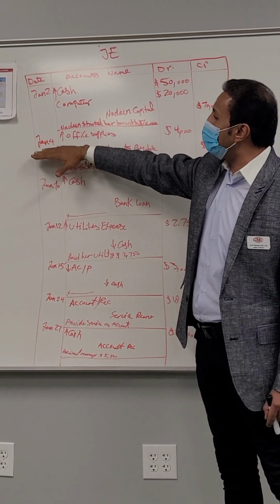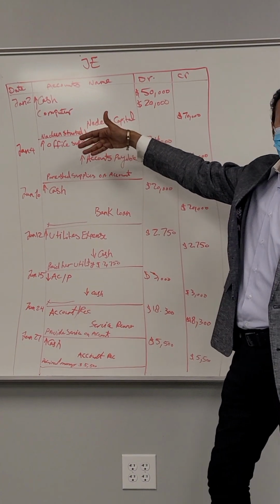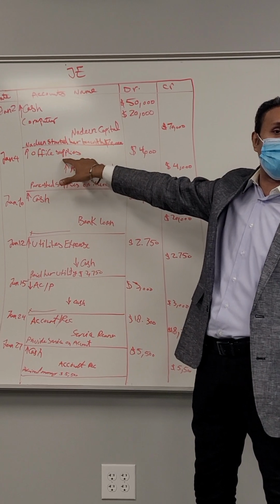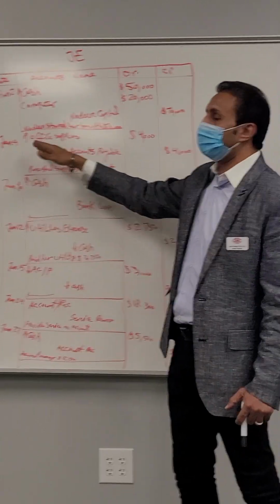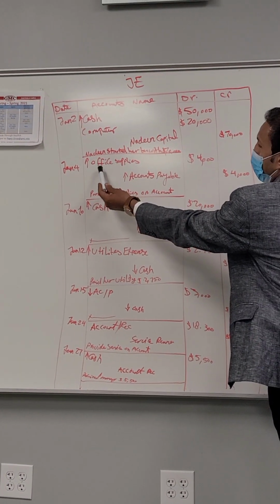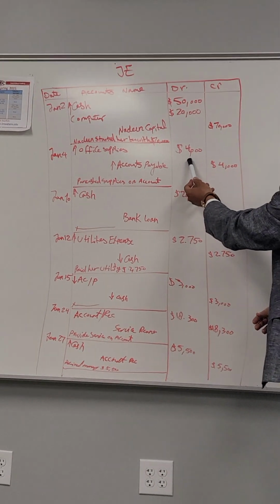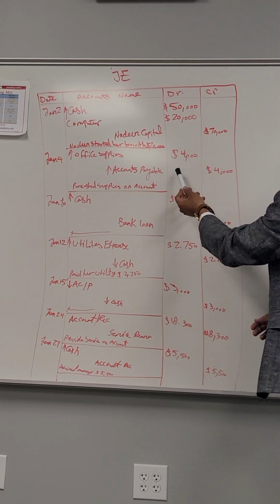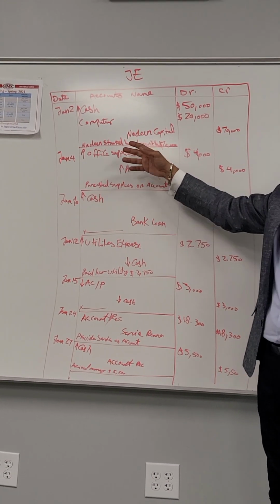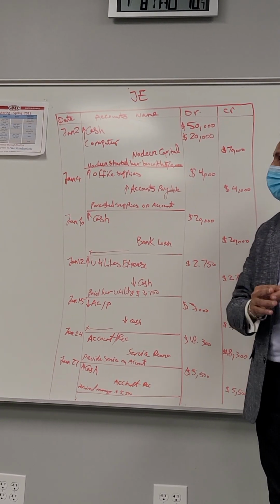The next day is Jan 4. Jan 4 here, we have a new account, office supplies. Office supplies, this account is an asset, and you recorded it in the debit side in the journal entries. And here, this account, in the debit side, how much? $4,000, right? In the debit side.